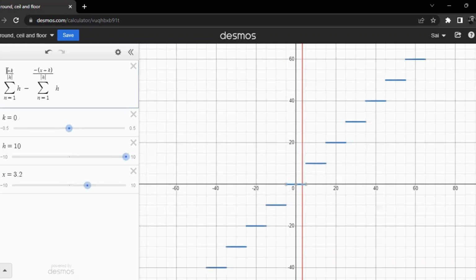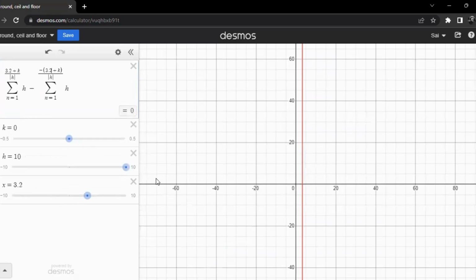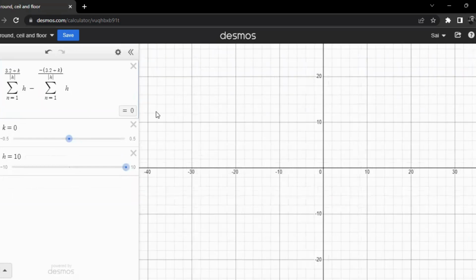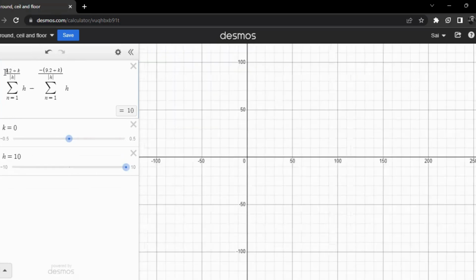So if we put in 3.2 over here and 3.2 over here, what we get is the answer, which is 0. So it's just going to estimate this to 0. Now for example, if we set this as 9.2 and 9.2, it's going to get close to 10. And if we set this as minus 9.2 and minus 9.2, it's going to estimate it to minus 10. So that's the formula that we are looking for when k equals 0.